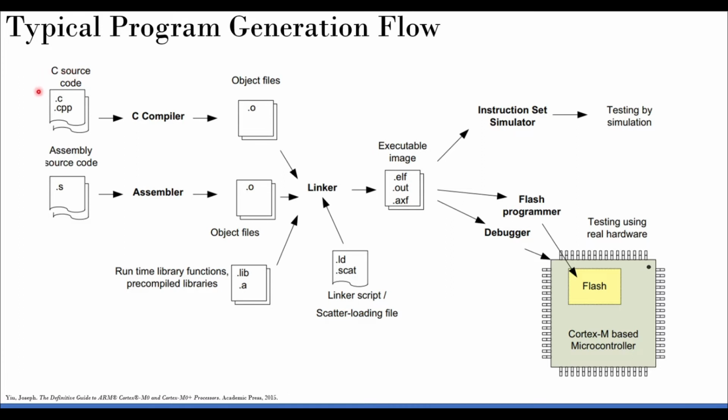So let's say you wrote the code in C. The moment you press the build button, the C compiler will come into the picture, and it will create the .o file. We call it the object file.